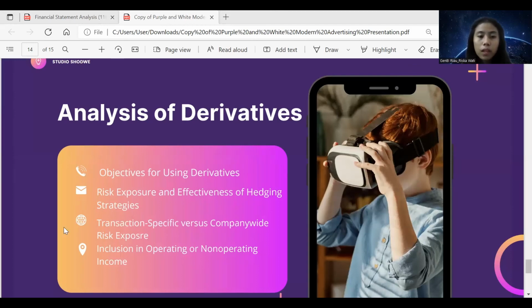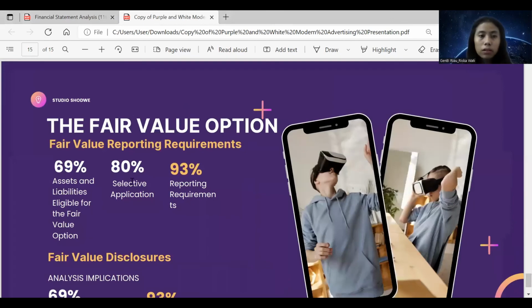Okay, next is about the fair value option. It covers two areas: fair value reporting requirements and fair value disclosure. The fair value reporting requirement is divided into 3 discussions.